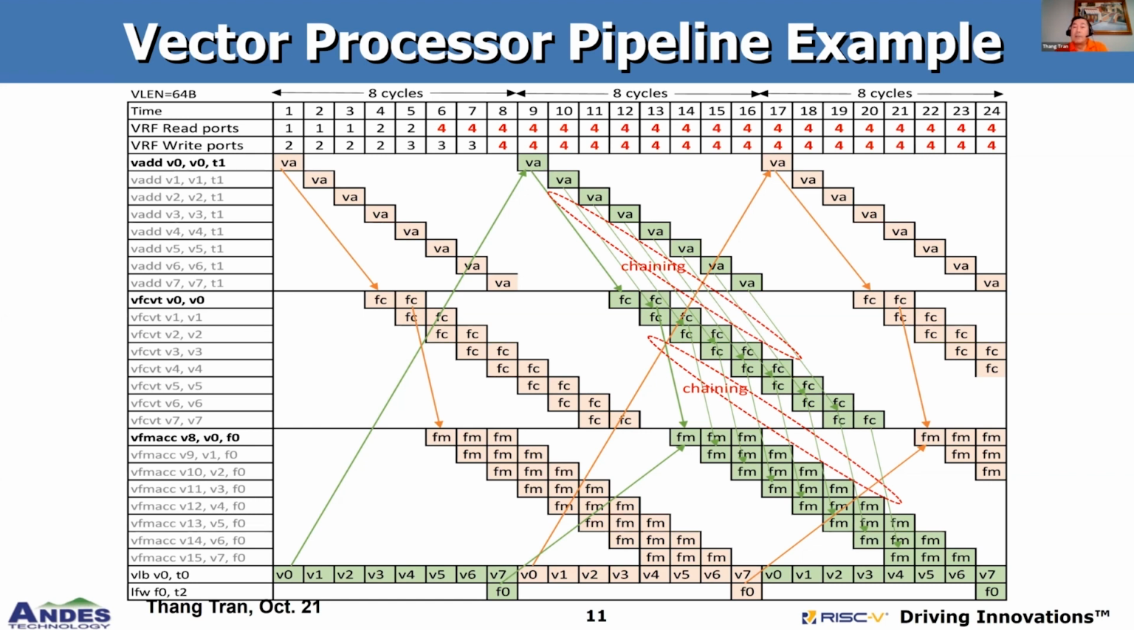Chaining is when the result data is forwarded to the next vector instruction before the first vector instruction is complete. As shown here, when the add instruction finishes in cycle 16, the other instruction can be started using the data forwarding within the vector register. And if you look across the instructions vertically, you can see that there are 8 micro-ops being executed at the same time.